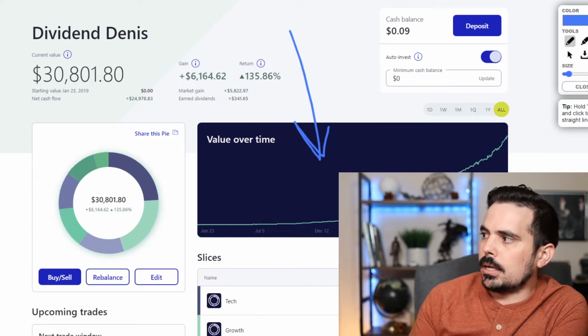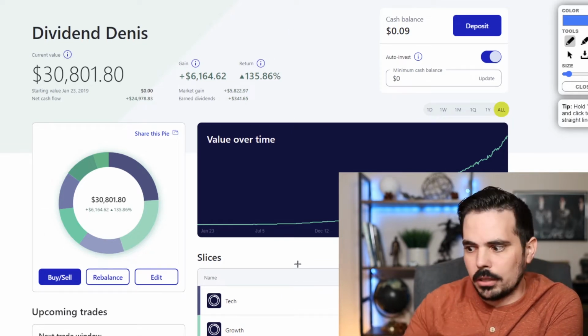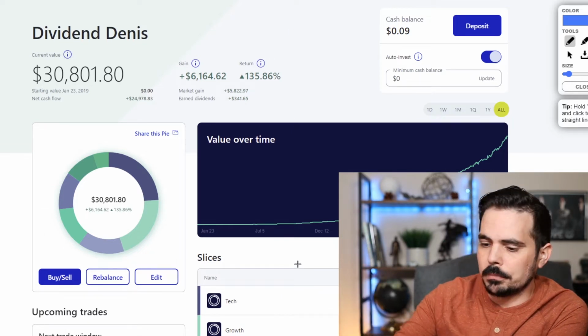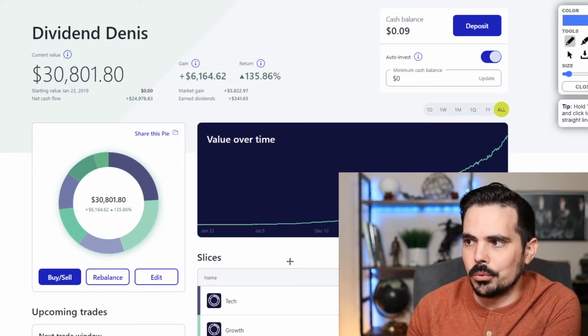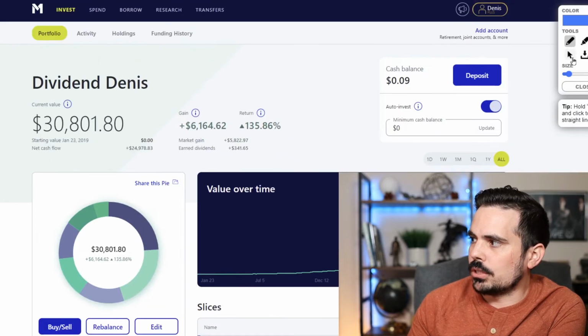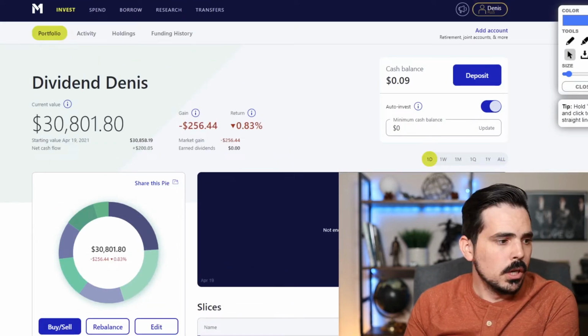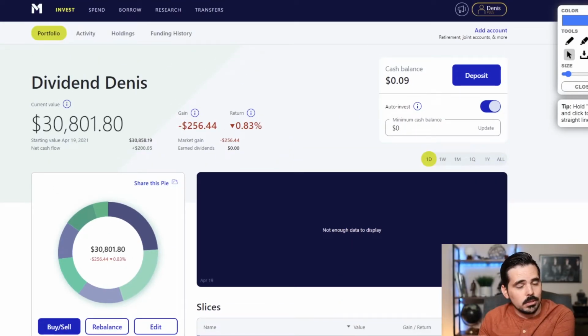But beyond that, I want to help you understand why using M1 to create your own ETF is a really cool thing. So we're going to take a look at some of the stuff here on my portfolio. I'm going to actually shrink down even more, and we're going to go over some of this stuff.